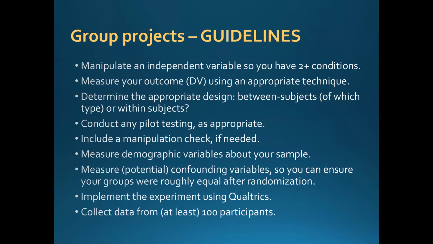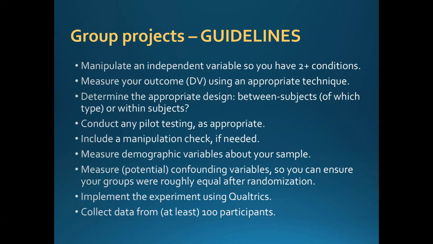Okay, so here is a big important slide that has a lot of basic guidelines for your own experimental design. And these are some things to keep in mind. So you're going to have to manipulate, obviously, an independent variable, so you have at least 2 conditions. So we say 2 plus here. And so in theory, that could mean 10 conditions.